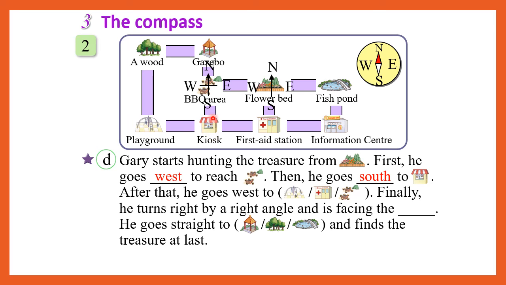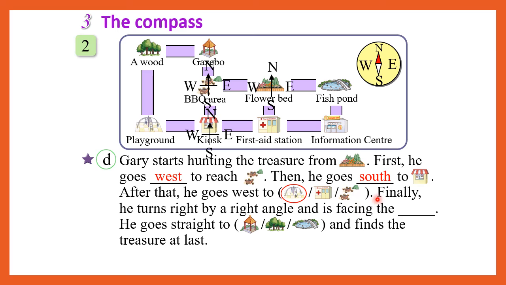After going to the kiosk, he still needs to go in another direction. So you also have to draw the direction board on the kiosk. Okay, after you draw the direction board, as you see in the question, go west. Go west should be in this direction, and then Gary will reach the playground. So you circle the playground as the answer.